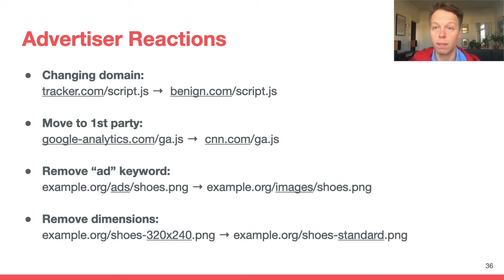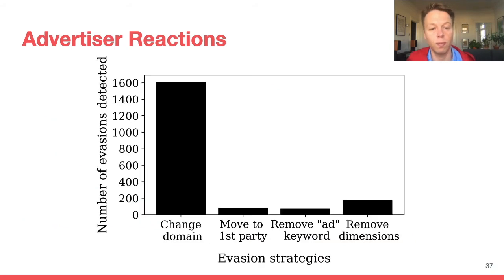The fourth type of reaction we saw was that many ads have dimensions in the URLs, like 320 by 240 or something indicating how the ad should be displayed. Some advertisers evaded the filter list by just removing those dimensions. When we then quantified how often each of these 4 evasion strategies happened, we found that by far the most common one was just to move to another domain. And of these, the most common domains moved to were CDNs or other domains with shared trust.